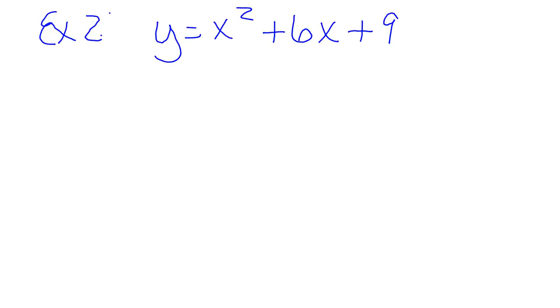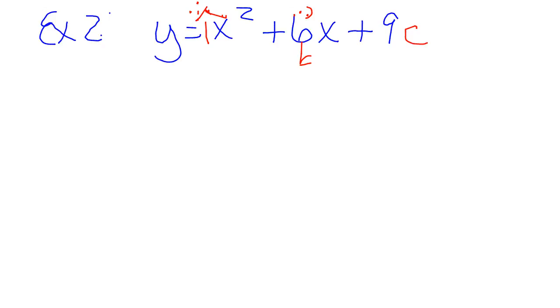Example 2 is y equals x squared plus 6x plus 9. We're going to label our coefficients. A will be 1 because there's not a number there. B will be 6 and C will be 9.